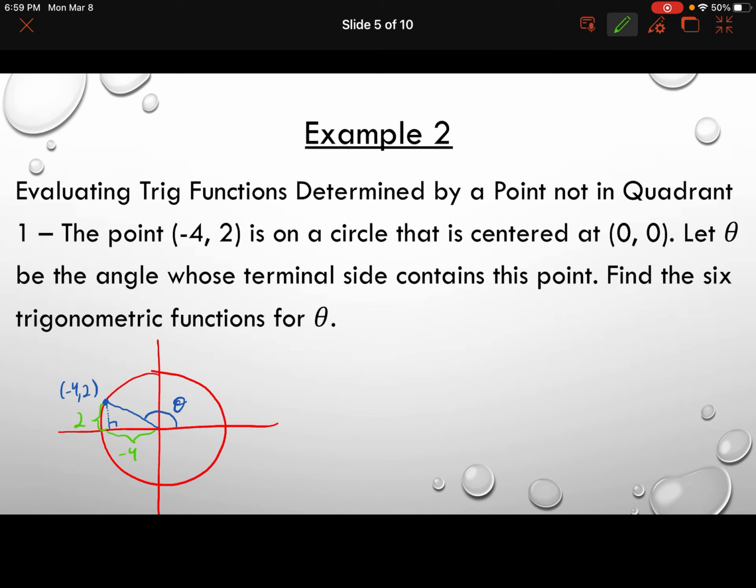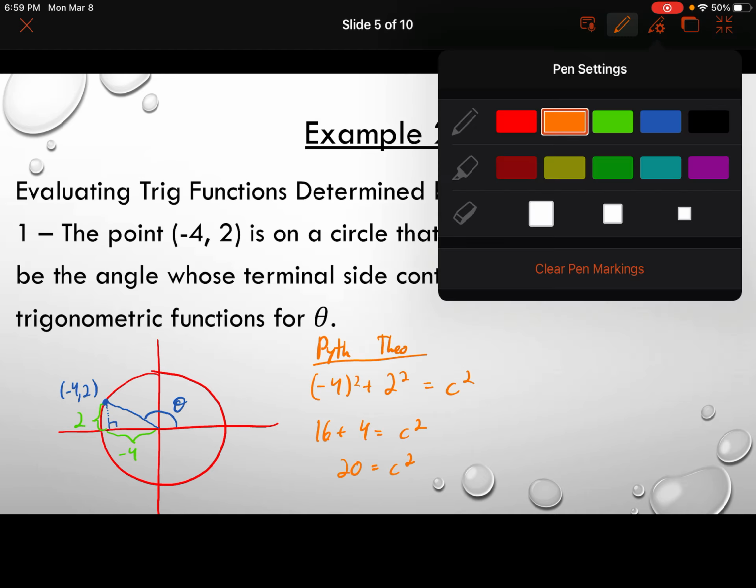So let's find that hypotenuse. Let us find that hypotenuse by doing the Pythagorean theorem. Okay, so -4 squared plus 2 squared is equal to c squared, because once again, c is always the hypotenuse. In this case, we don't know what the hypotenuse is equal to. So we got 16 plus 4 is equal to c squared. 20 is equal to c squared.